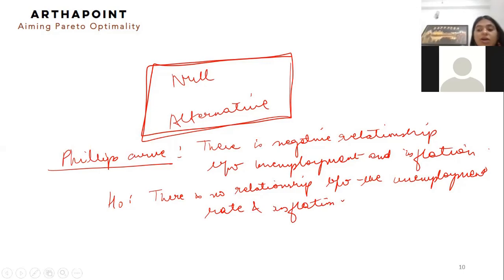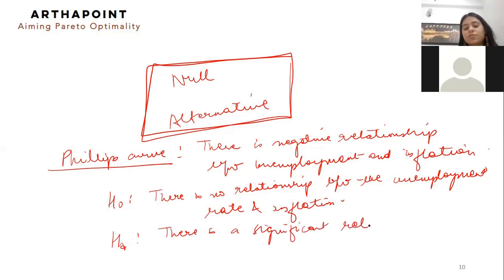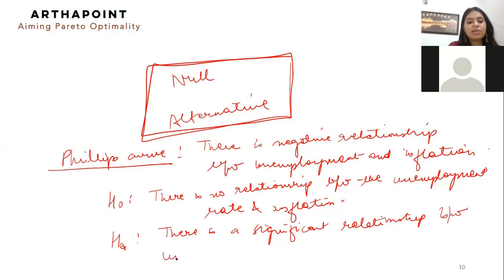Now I'm going to write my alternative hypothesis. So my alternative hypothesis will be that there is a significant relationship. I'll tell you different ways of writing this also. So there is a significant relationship between unemployment rate and inflation.